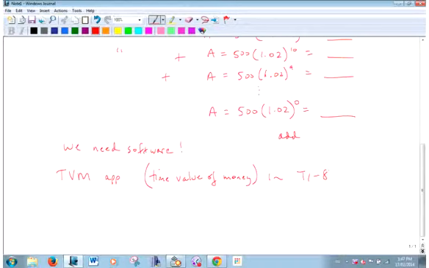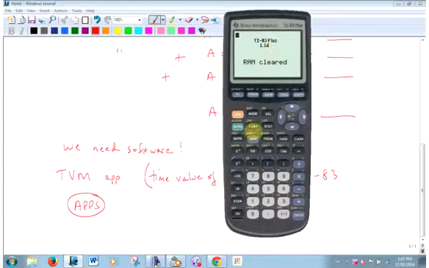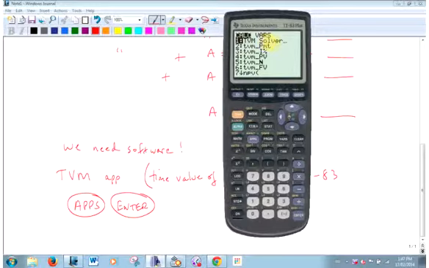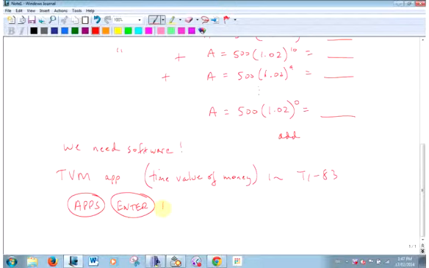So in your 83 or 84, here's what you do. You see your apps button? You press it. Mine's blue. Now, if you got an 84 like Brittany here, you got a lot more options under applications. You want the finance one. So you just press the first one, enter. And then we want TVM solver. So you just press enter again. So app, enter, enter.